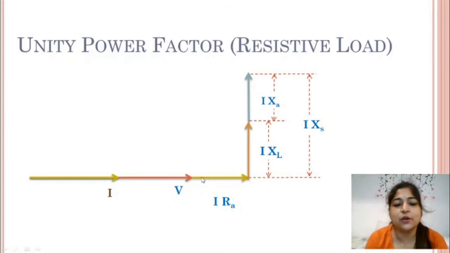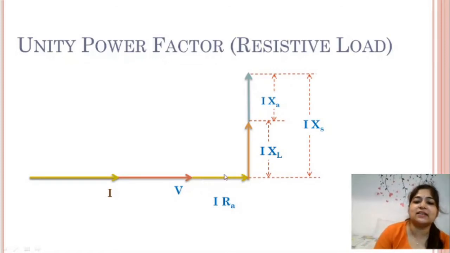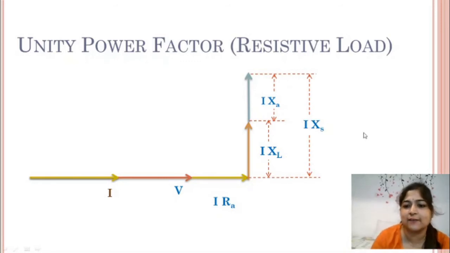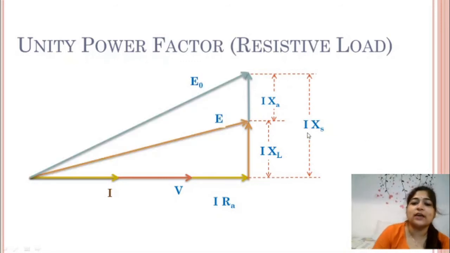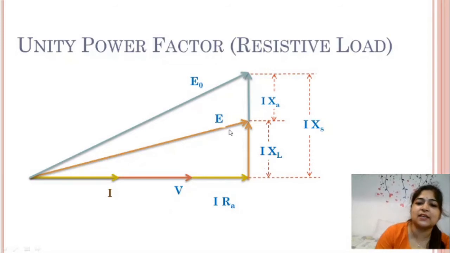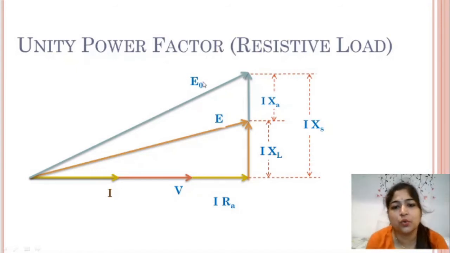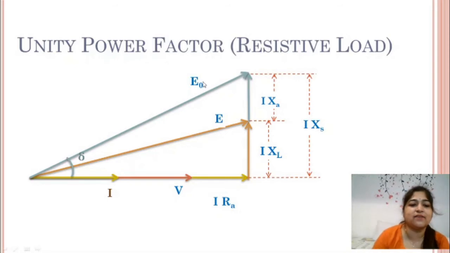So 90 degree to I, but we will start from IRA. So it is exactly 90 degree here, and you will have IXL first and then IXA combinedly gives you IXS. Drawing the induced EMFs here. So you know that V plus IRA plus IXL gives you load induced EMF E. Load induced EMF E plus IXA gives you E naught, that is no load induced EMF. Right, so this is how the phasor diagram can be completed, giving angle delta.